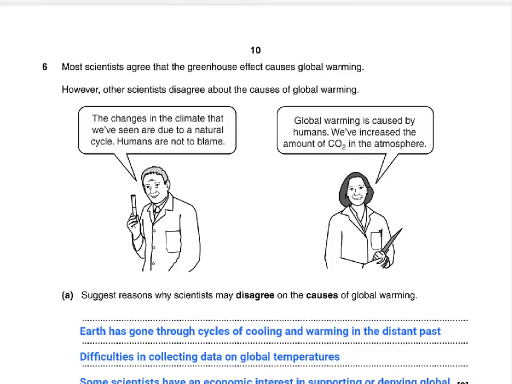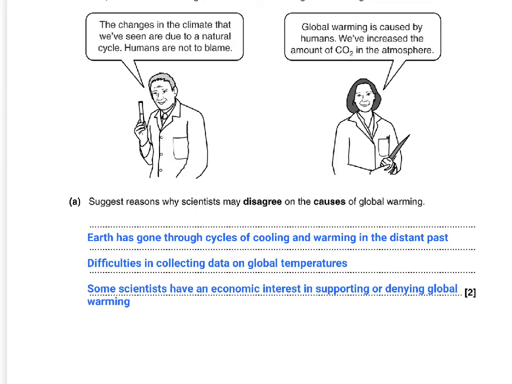Question 6. Most scientists agree that the greenhouse effect causes global warming. However, other scientists disagree about the causes of global warming. So you've got 2 scientists here. One says the changes in the climate that we've seen are due to a natural cycle. Humans are not to blame. And then you've got the other scientist saying global warming is caused by humans. We've increased the amount of CO2 in the atmosphere.